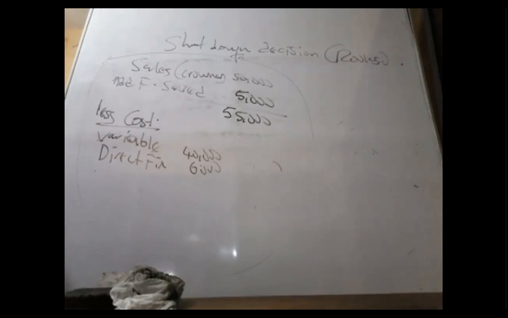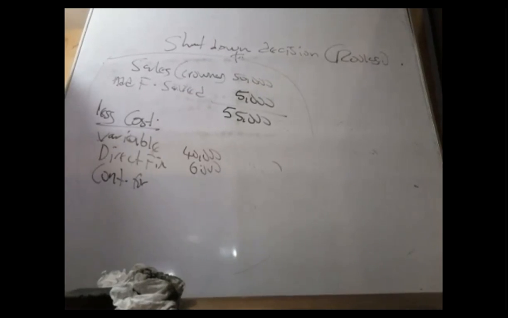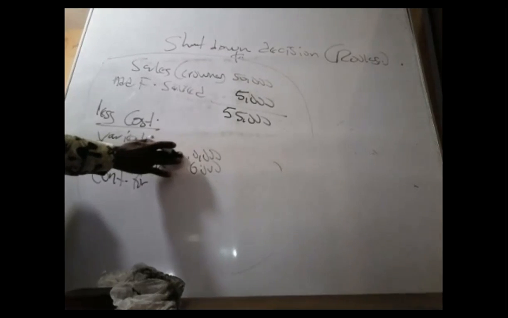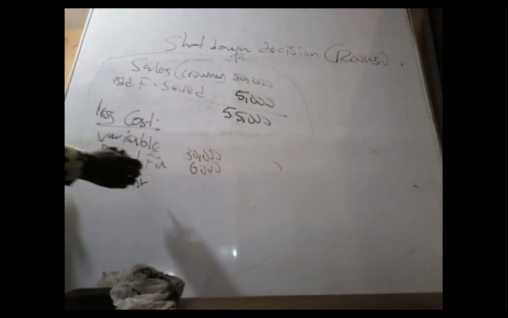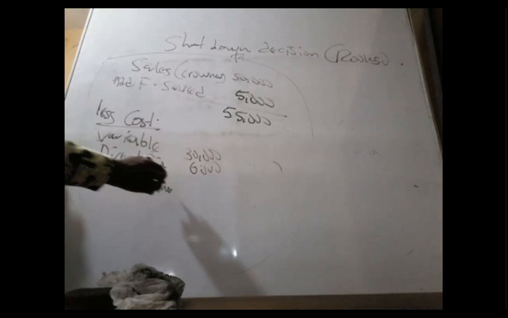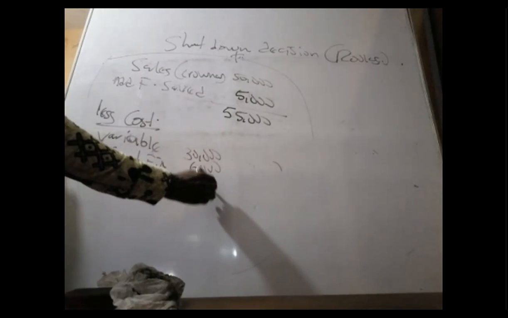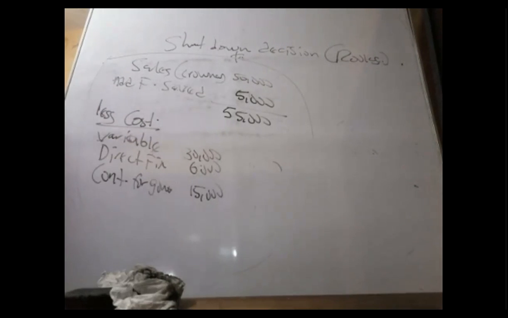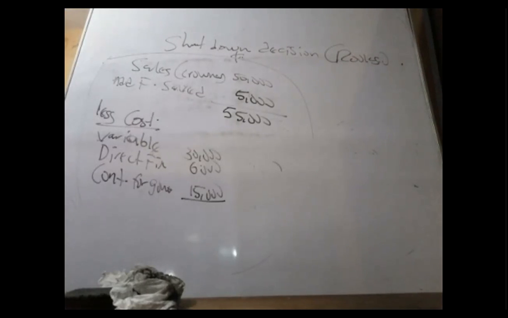Now you add the contribution foregone. The variable cost is 30,000. Okay, so the variable cost is 30. So you add contribution foregone, which is 15,000, right? Okay, so putting all these three together, that's the total cost when they shut down.